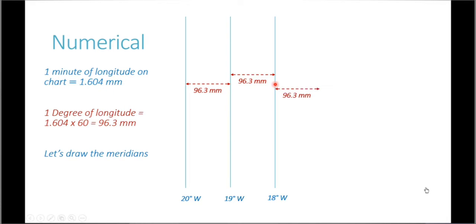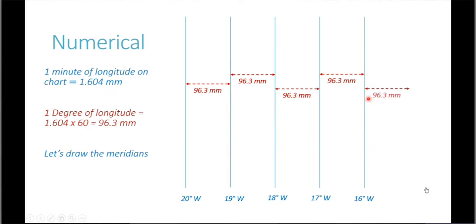And continuing further, again 96.3 millimeters, 17 degrees west, again 96.3 millimeters. We get the next meridian, 16 degree west, and again 96.3 millimeters, and we get the 15 degree west meridian. So this was the area, the coordinates which we were required to cover, 15 degree west to 20 degree west.